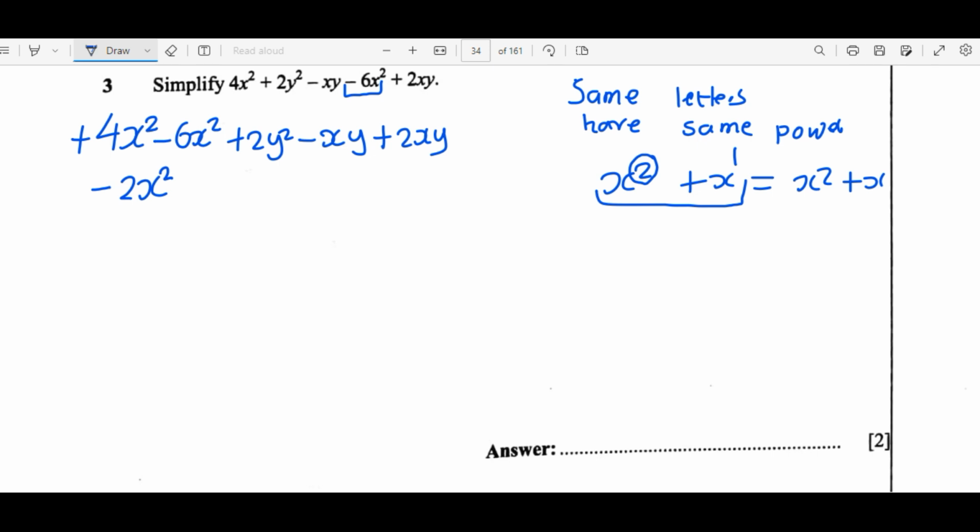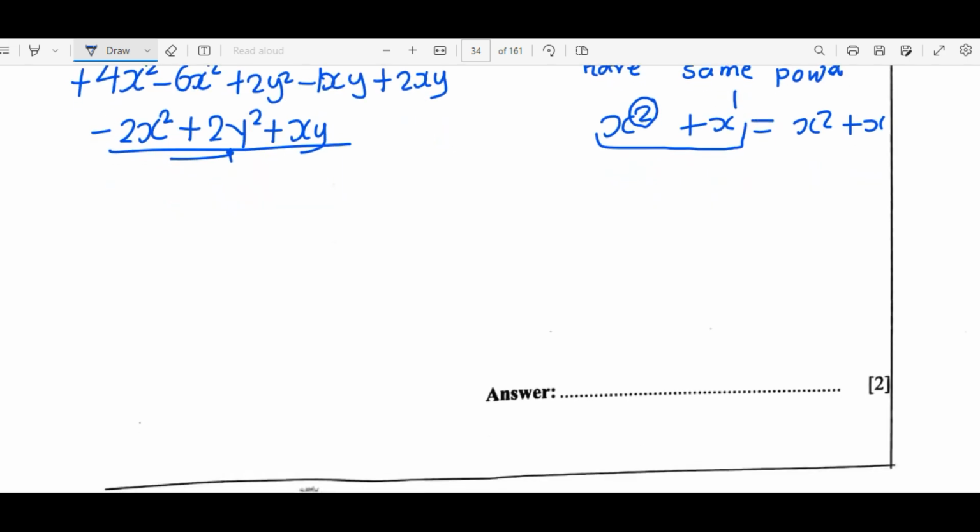So this will give us negative 2x squared. What do you do? You get the sign from the bigger number. Then plus 2y squared. Then this one also we are going to subtract, so we have negative 1xy plus 2xy. So our final answer would be xy. This is our final answer, because these are like terms, so we cannot add or subtract them.